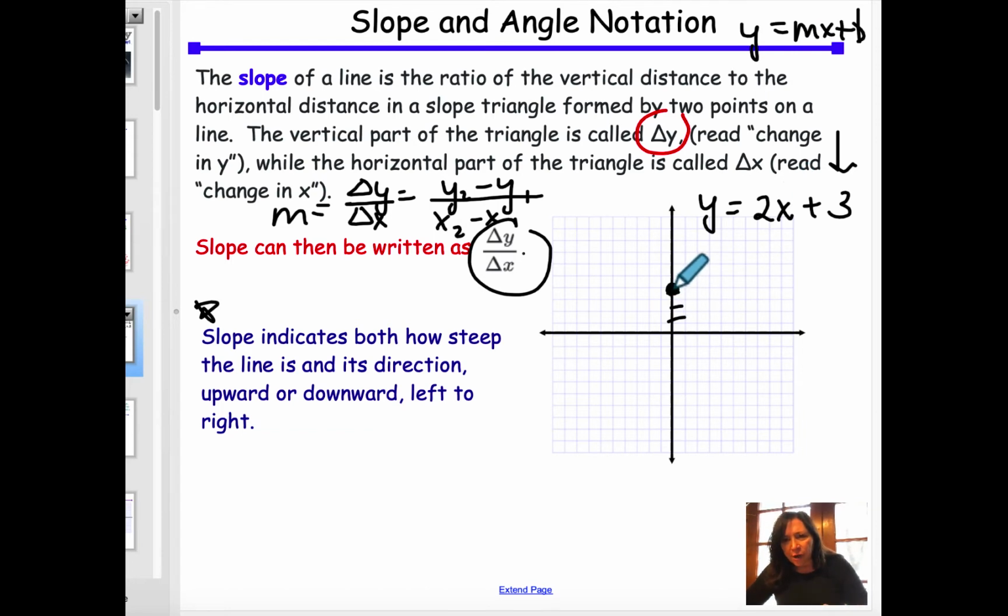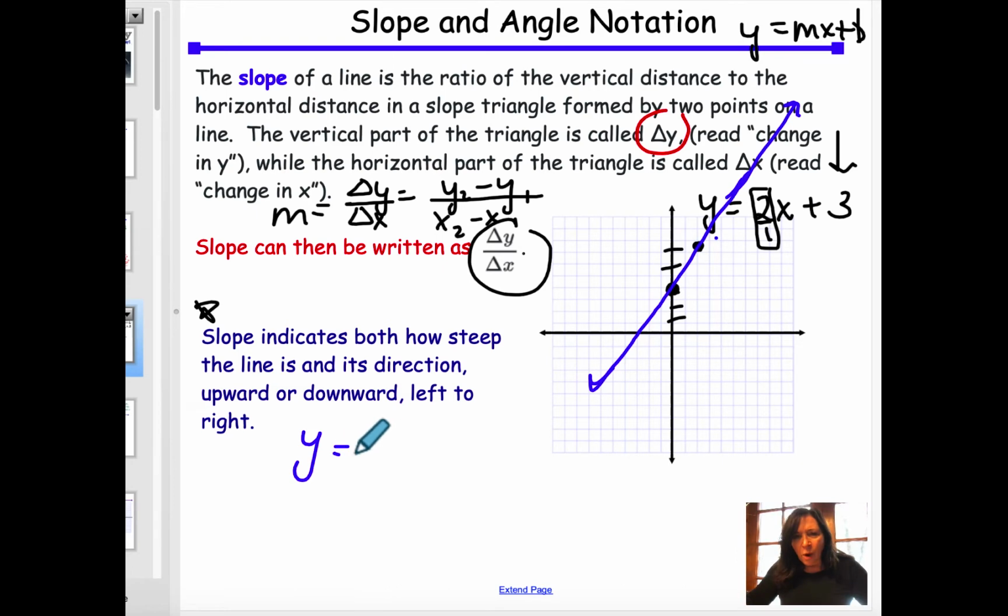So I'm going to start here at 3, and my slope for this value is what's in front of the x, not including the x. And that's a rise over the run. That's my change in y over my change in x. So this is going up 2 and then to the right 1. So for this line right here, which is going up right, that is a positive slope. Okay, so that's going up right.